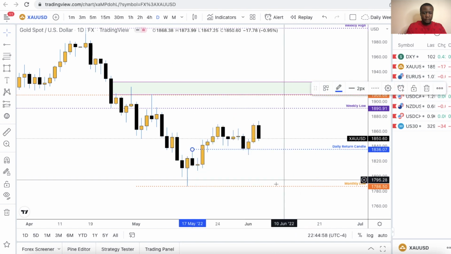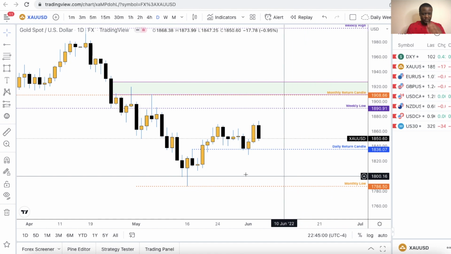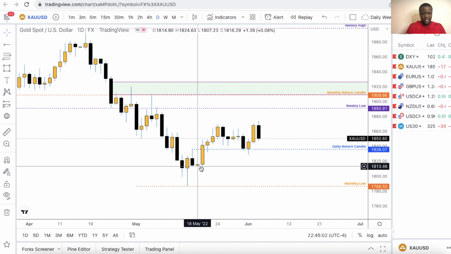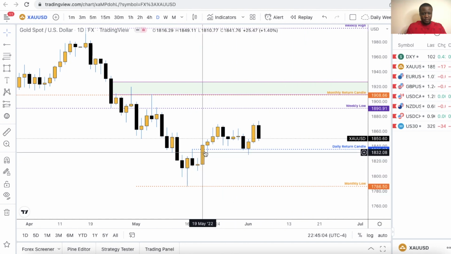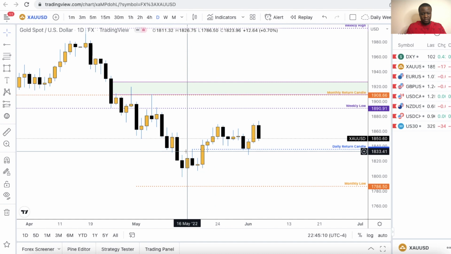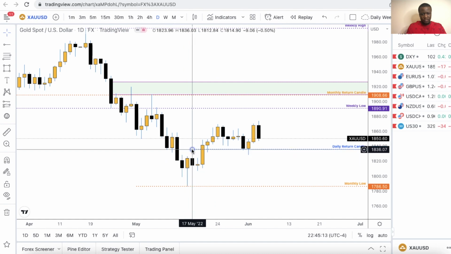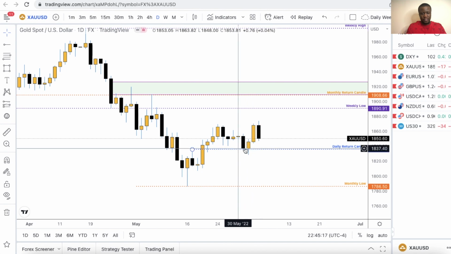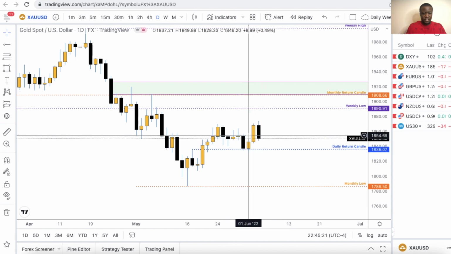That blue line. So look at this. We had a break of structure, and then it came back and returned to the return candle. Perfect support, right? You see that? Perfect support. So what do we have right here? And where's the market sitting right here? It's sitting again at another return candle.